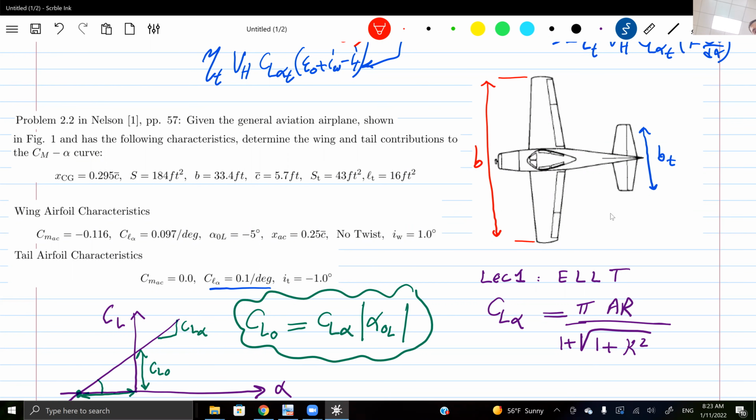When you do that, you find that B tail is around, what, 13 feet, I guess. Yeah, 13 feet. Questions?